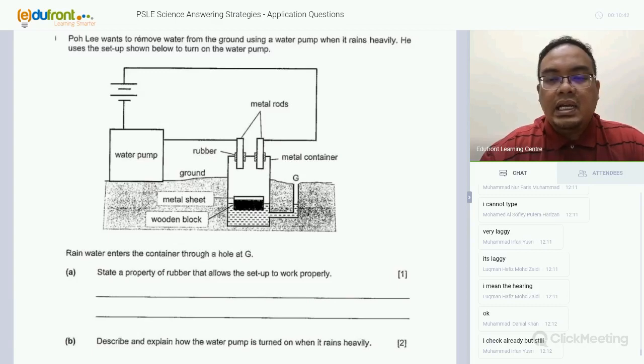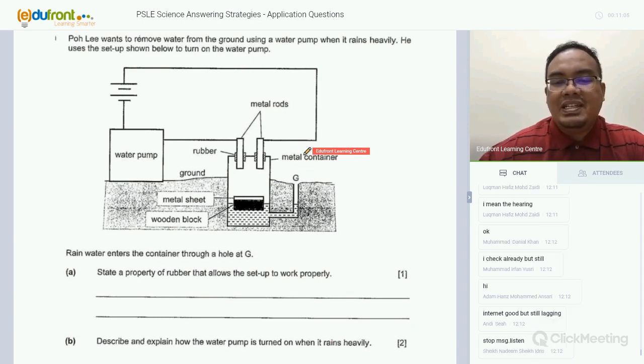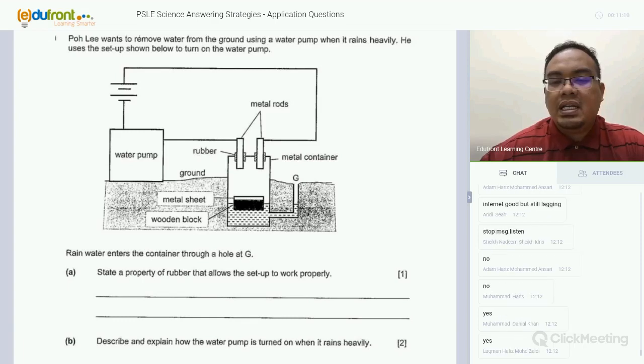So this is last year's PSLE question. Let me read to you. Miss Polly wants to remove water from the ground using a water pump when it rains heavily. She uses the setup shown below to turn on the water pump. Do you think you have seen this setup in real life before? Anyone? Yes? No? Most of you have not seen this setup before.